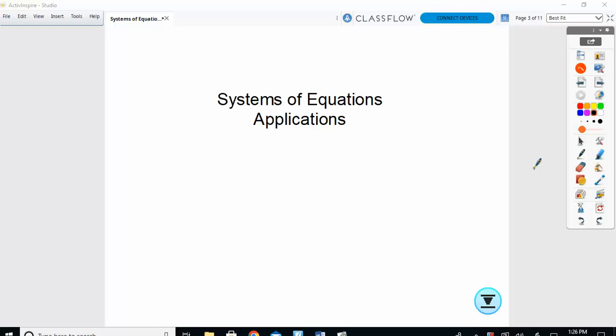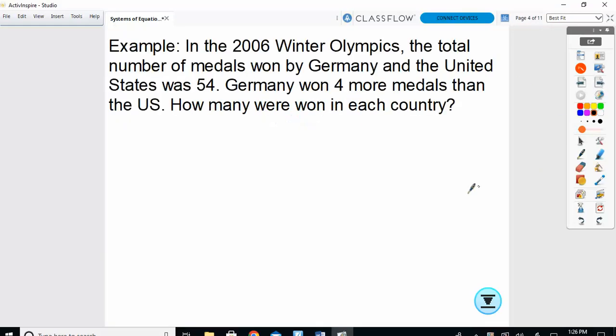By using those tables to organize information. I just wanted to show you another strategy using systems of equations to solve some of those types of problems. So I put a few on here for us.